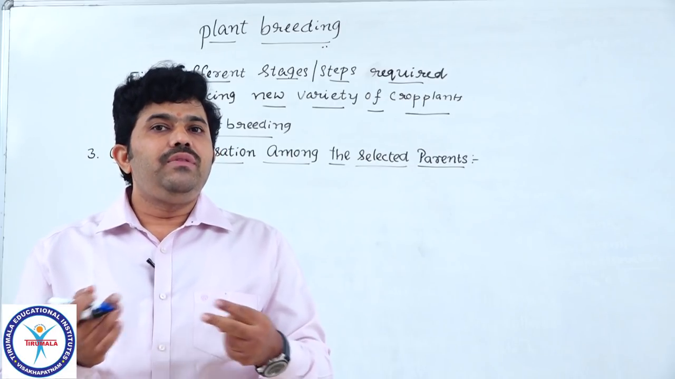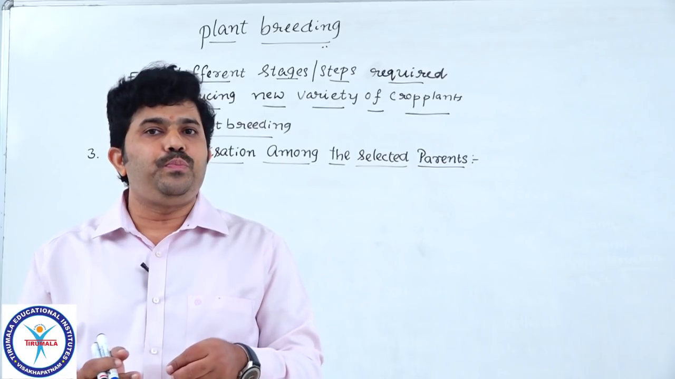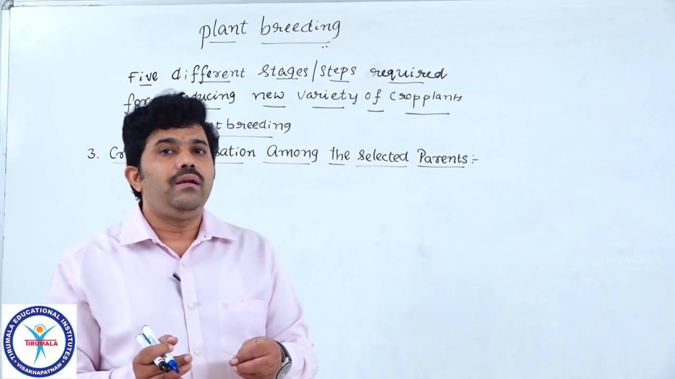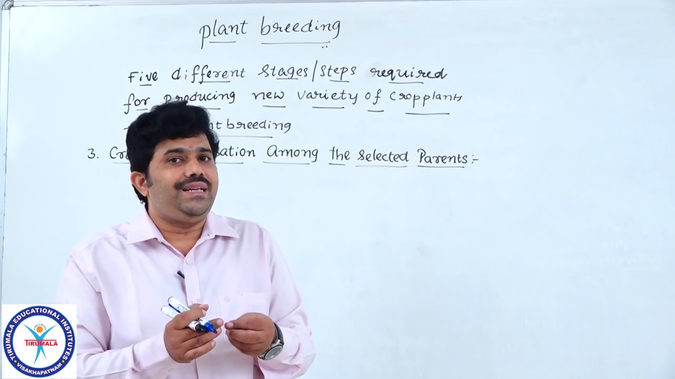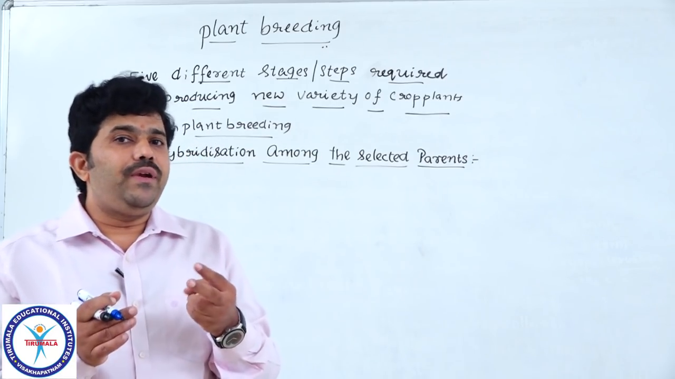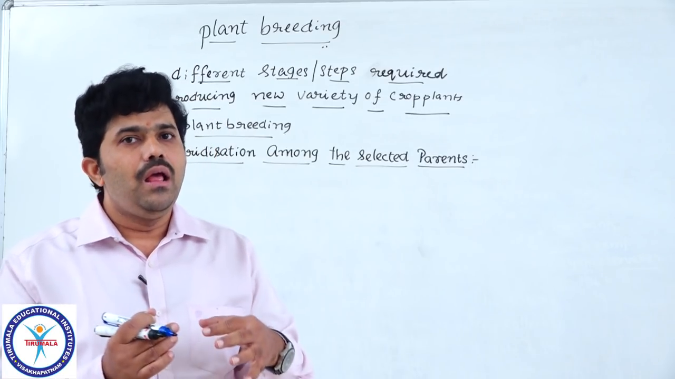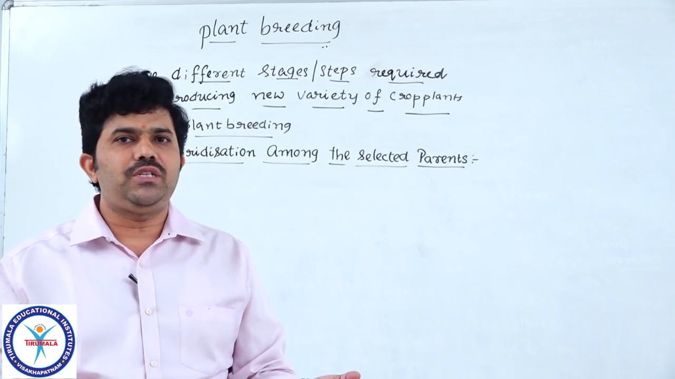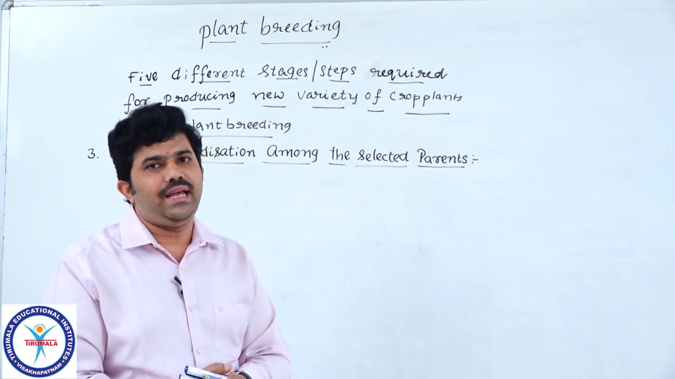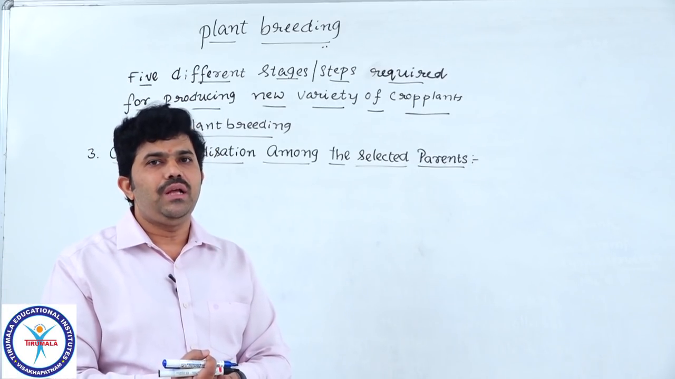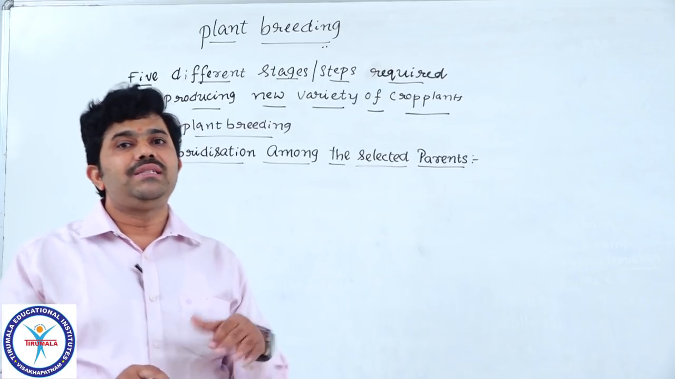So now, these two we consider as parents and we make a cross hybridization between these two parental plants to incorporate two different desirable characters into a single progeny or single organism or population, whatever it may be. We are trying to incorporate those two characters at a time in one organism. That is the process we call cross hybridization among selected parents.